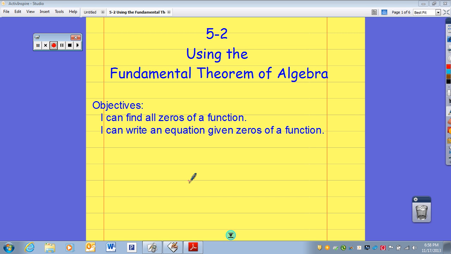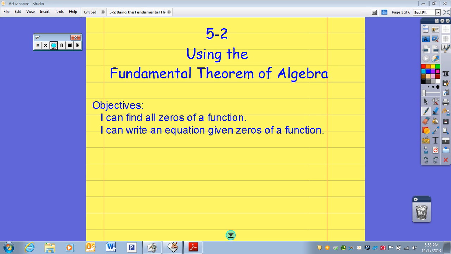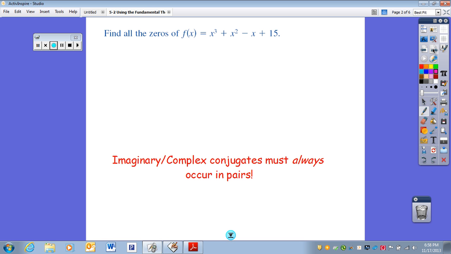In this lesson, we are going to be using the fundamental theorem of algebra. We will ask that you find all zeros of a function and also to be able to write an equation when you are given the zeros of a function. So in review, let's find all the zeros of this function.